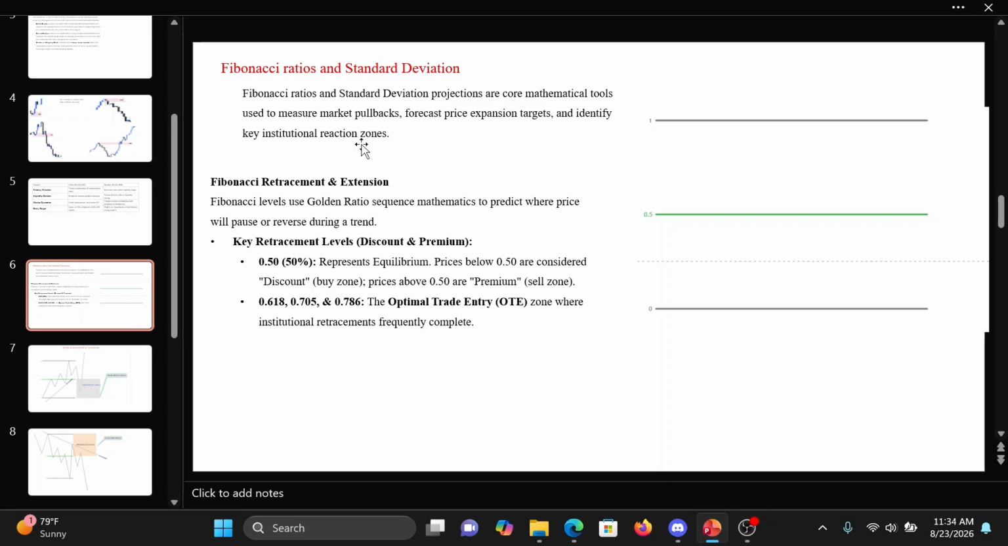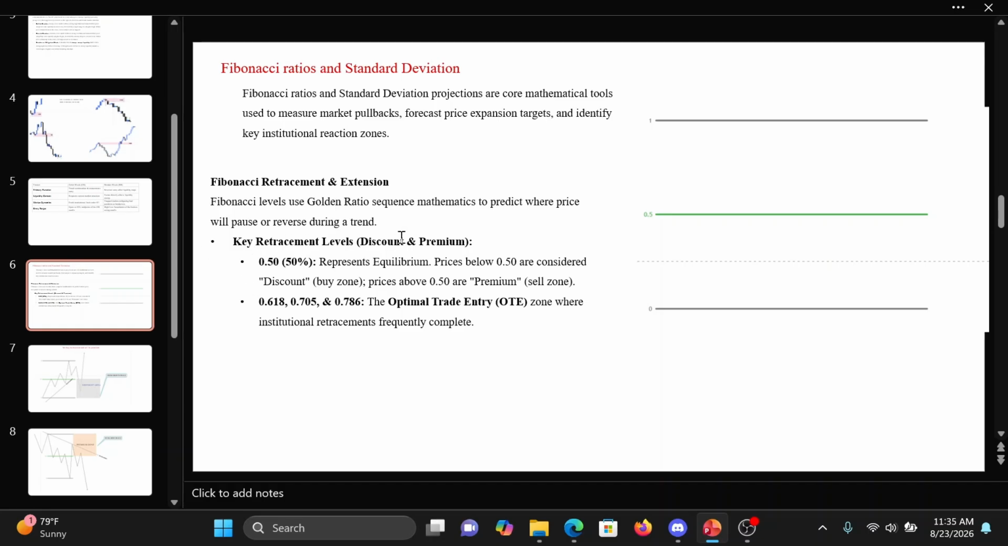So they help in identifying how far a pullback can go, how far the market can expand. All right. So for now, we're going to start with the Fibonacci. We're saying the Fibonacci levels use golden ratios, which are mathematical, which help to predict where price will pause or reverse during a trend.